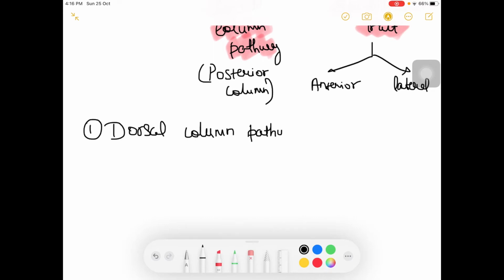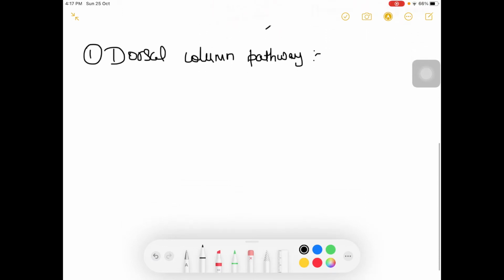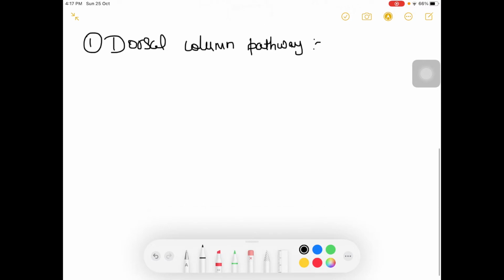So now as you understand, these are ascending tracts. So ascending tracts are those which carry the sensory sensations from your peripheral body parts to the central parts. Now same way descending tracts would come from the brain to your peripheral parts and they will carry the motor impulses. So now these are the sensory tracts which will be carrying the sensory impulses. So what is the basic anatomy for this dorsal column pathway?